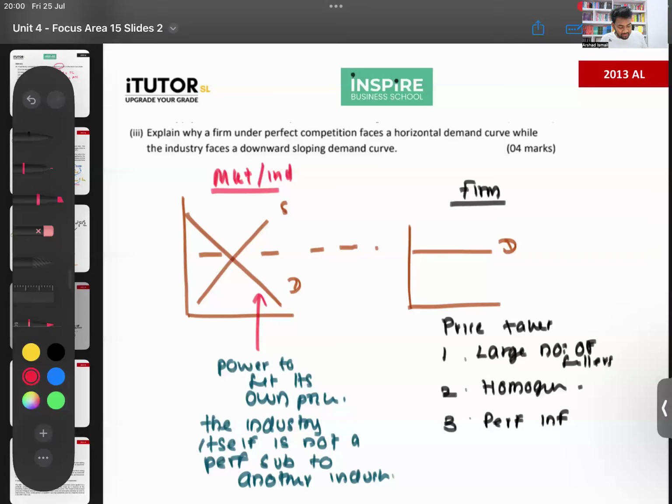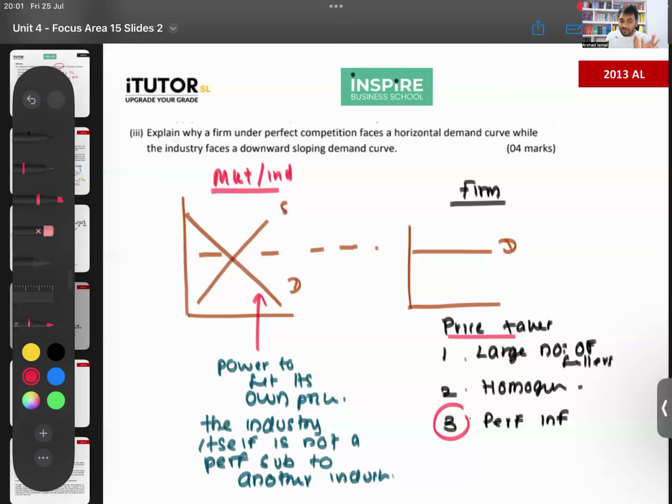Homogeneous product. Perfect information means everyone knows everything. Consumers know who is selling and what the actual price is. So you can't cheat and charge a higher price. If all the paddy farmers are selling at 100 rupees, consumers also know the actual price is 100 rupees. They know where the farmers are and the quality of the rice. They know everything, so you can't cheat and charge a higher price. That is why you end up being a price taker as a firm.